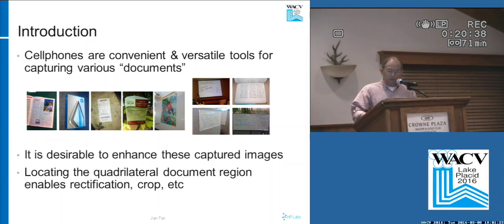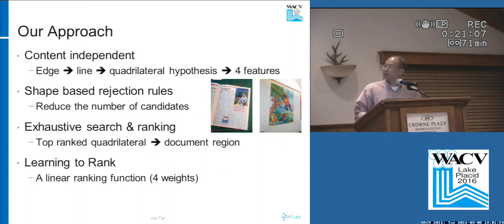But we also want to do some enhancement for this type of captured document. So the problem in this presentation is that we try to locate the quadrilateral document region. Because if we locate those regions, it's very useful, because we can do rectification and cropping and so on. So this is the problem of this work. Now here is our approach.